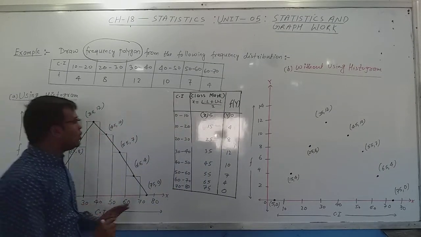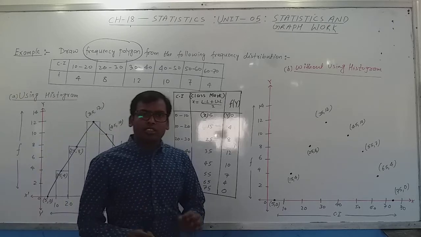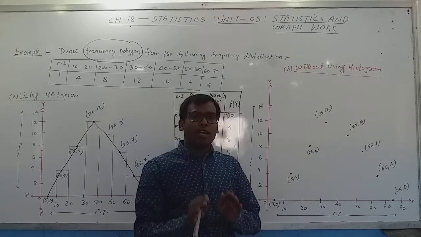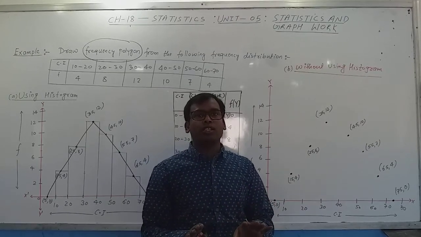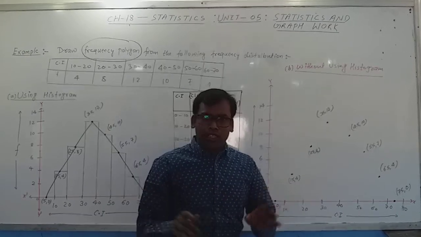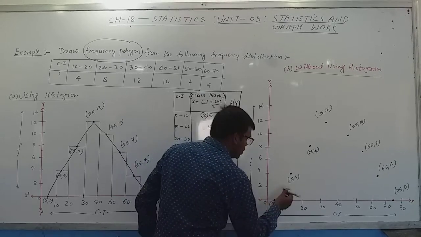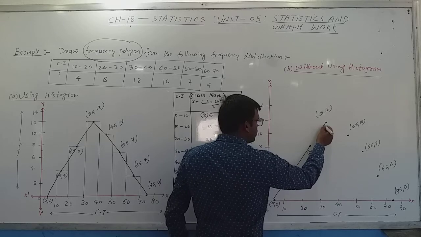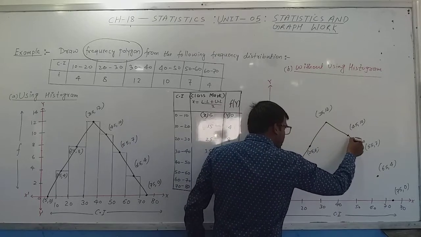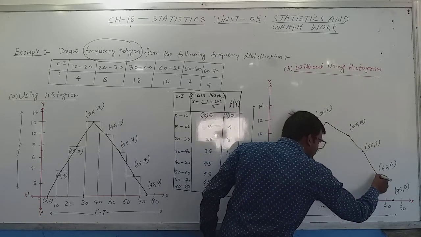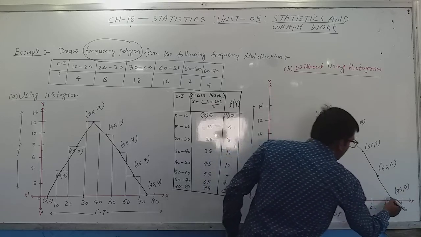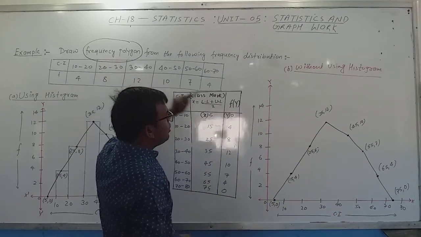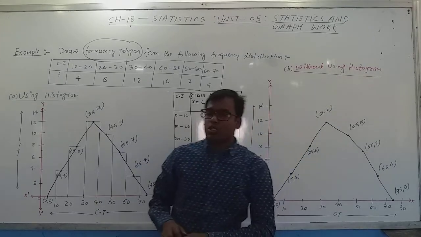And just do the same thing. Just join one coordinate to another coordinate by using a scale or without using a scale. Is it clear? Just do it. So join these 2 points, again join these 2 points. Join this point, this point, this point, this point, and lastly this point. So this is a what? Frequency polygon without using histogram.